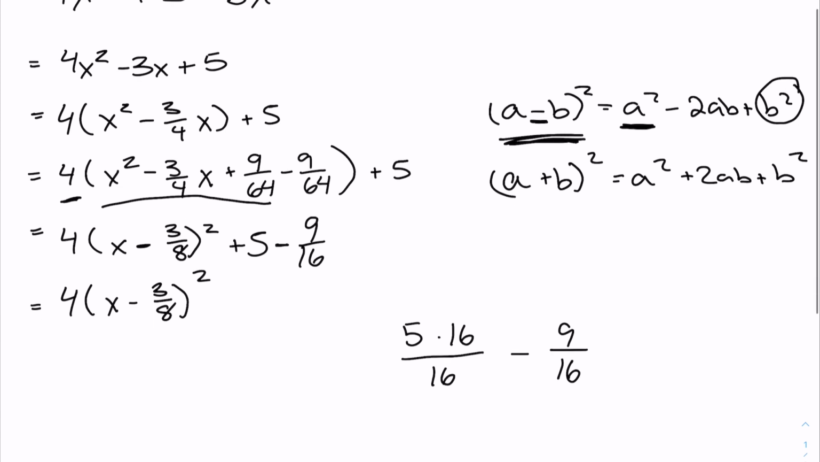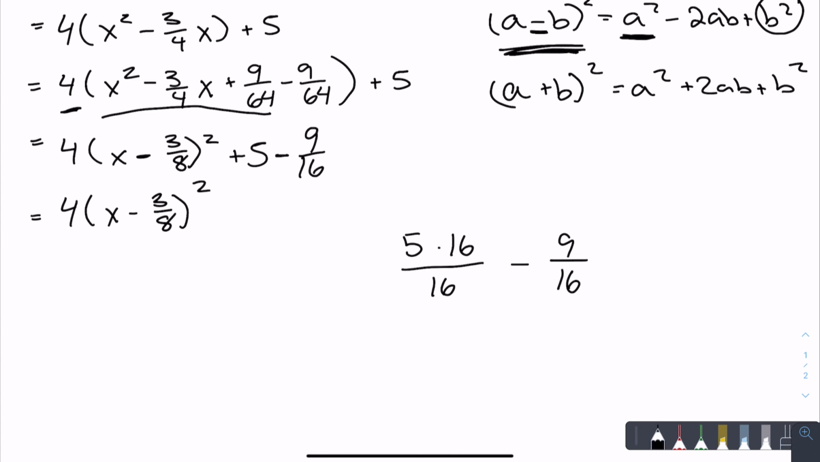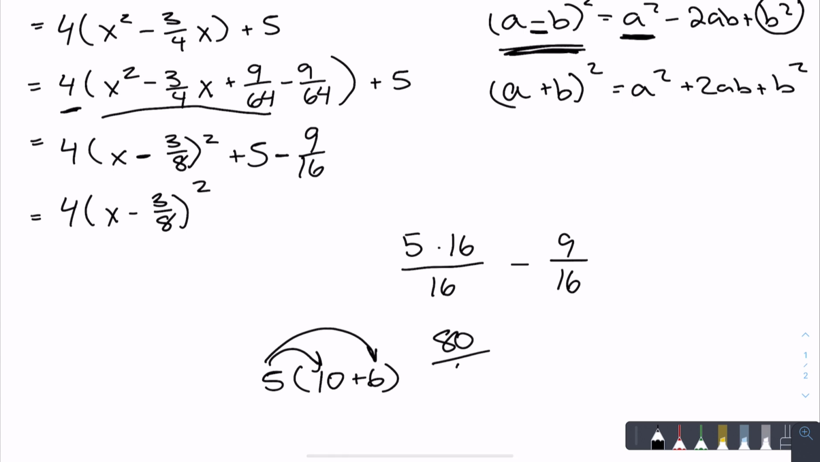So now that we've done this, we have to do 5 times 16. You can try and do it mentally, and we know that 16 is the same thing as 10 plus 6. So 5 times 10 is 50, and 5 times 6 is 30, and 50 plus 30 is 80. So we're left with 80 over 16 minus 9 over 16. And we know that is 71 over 16. So we get plus 71 over 16.